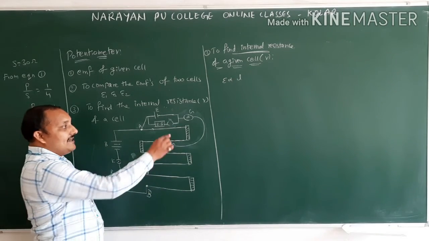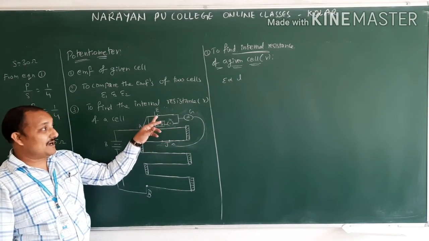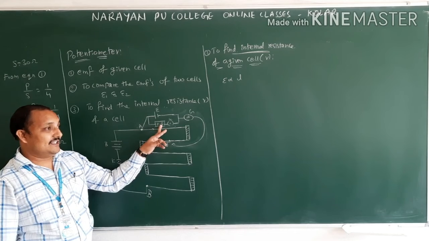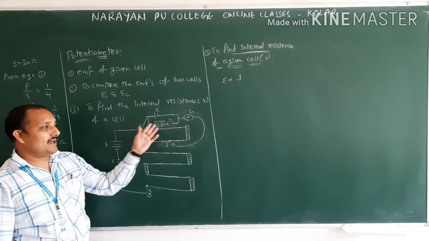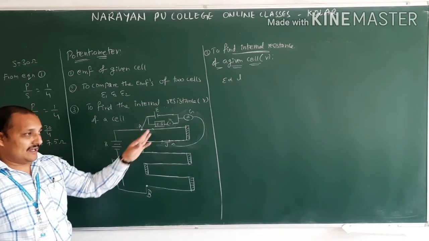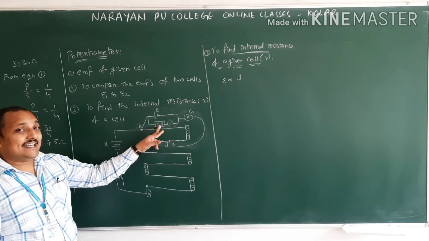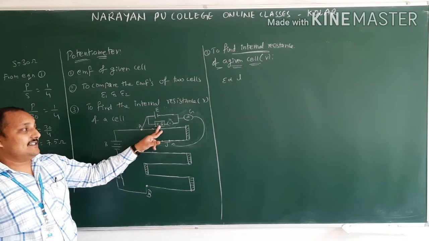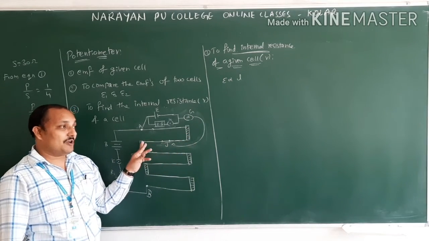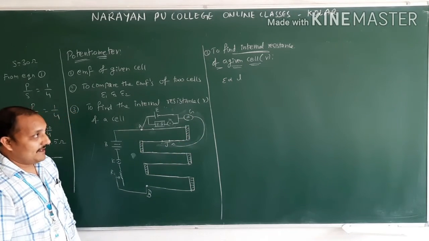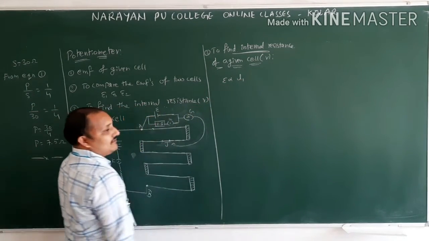Now close the key. Whenever you close the key, current passes through the cell and through the resistance also. Here you apply some known resistance, like 10 ohms or 5 ohms. In the laboratory we will see how much resistance you apply. So you apply some resistance in the resistance box and close the key. Now again move the jockey on the potentiometer wire to get the null deflection. So with the battery in the circuit, that is L1, the first balancing length.